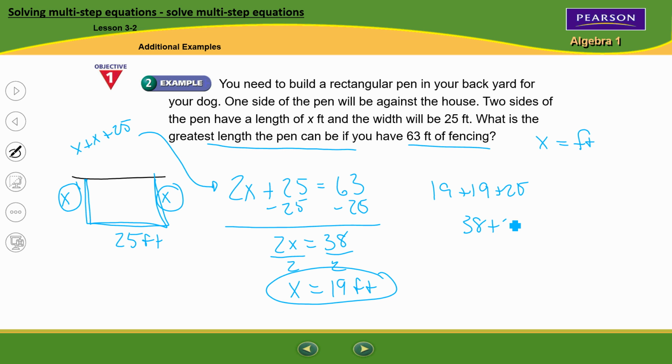38 plus 25 is 63, which is our total feet of fencing. We are good to go.